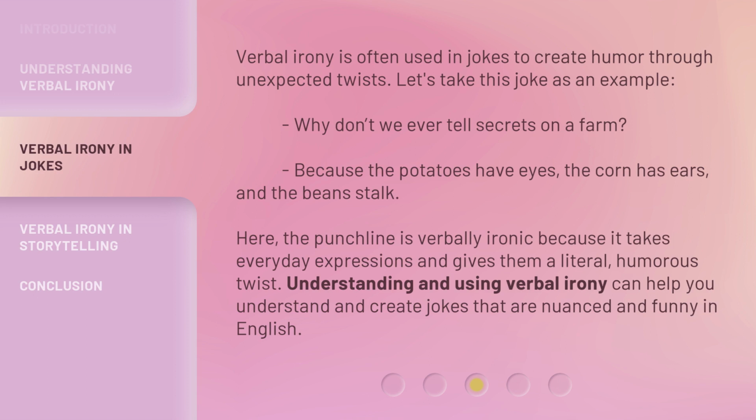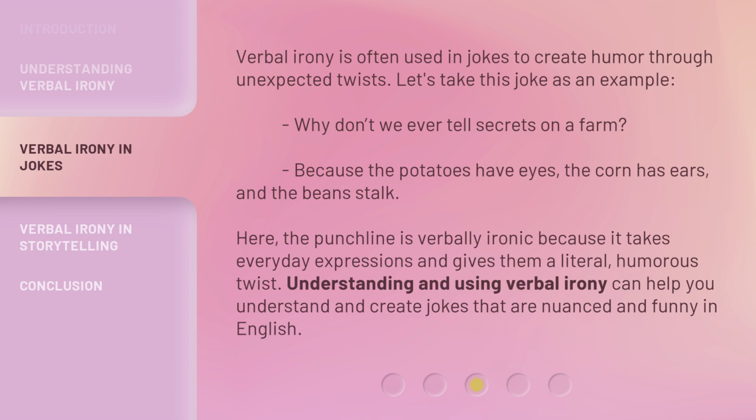Verbal irony is often used in jokes to create humor through unexpected twists. Let's take this joke as an example. Why don't we ever tell secrets on a farm? Because the potatoes have eyes, the corn has ears, and the beans stalk.